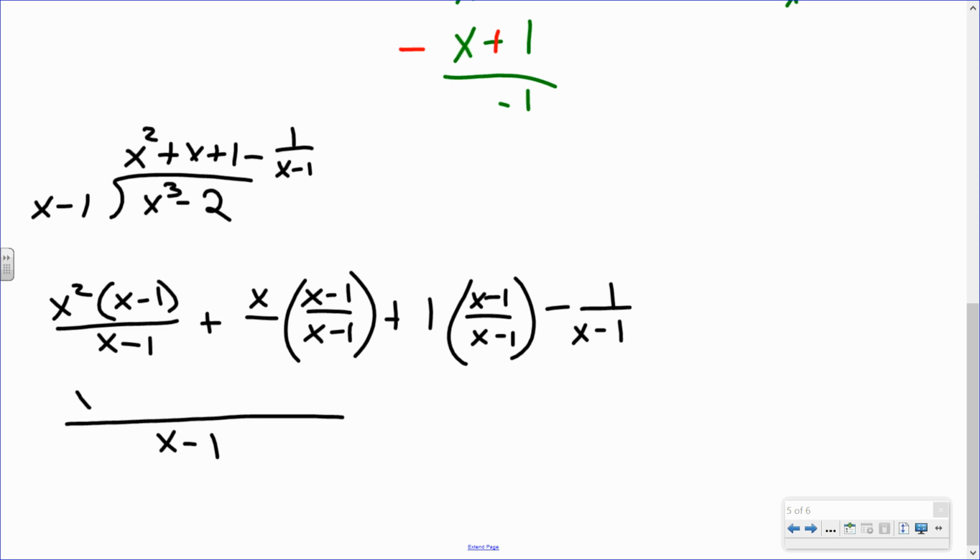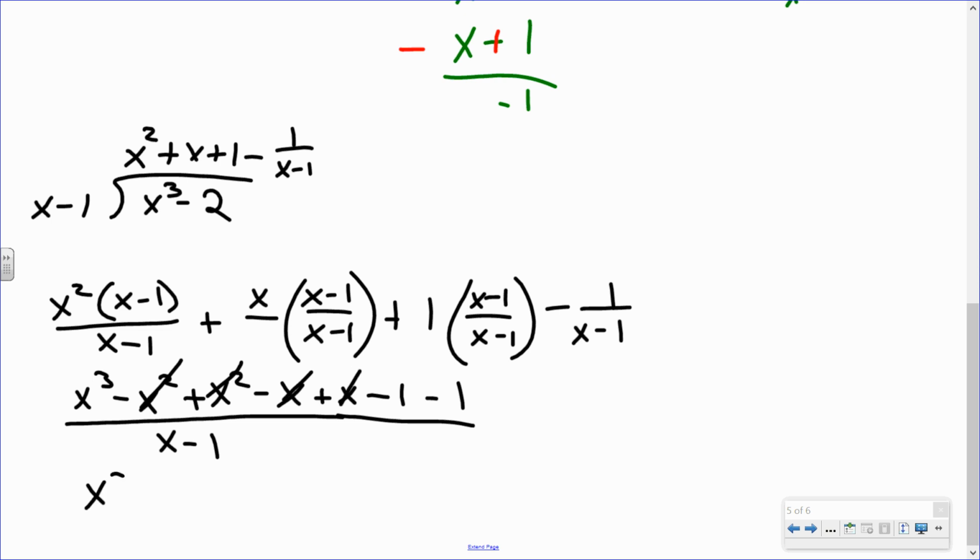So then we have x cubed minus x squared plus x squared minus x plus x minus 1 minus another 1. The x squares cancel, the x's cancel, the 1's combine, and we have x cubed minus 2 divided by x minus 1, which is what our original problem was. So that's one way to check.